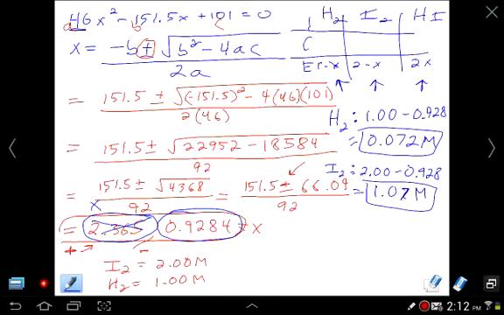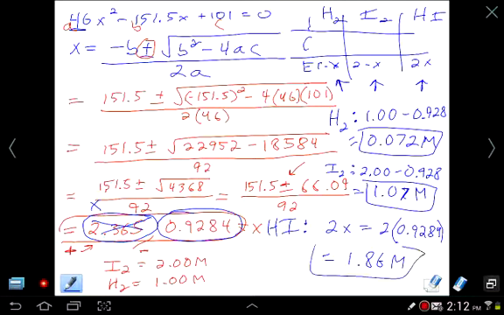And then finally, if we plug in HI, HI is 2x, which means we multiply 2 by 0.9284, and get ourselves 1.86 molar using significant figures. In this case, we would have to put a 0. And so these are our three concentrations. And this should conclude the lesson for us. A problem like this is quite involved, so we'll do a few more of these as we go along.